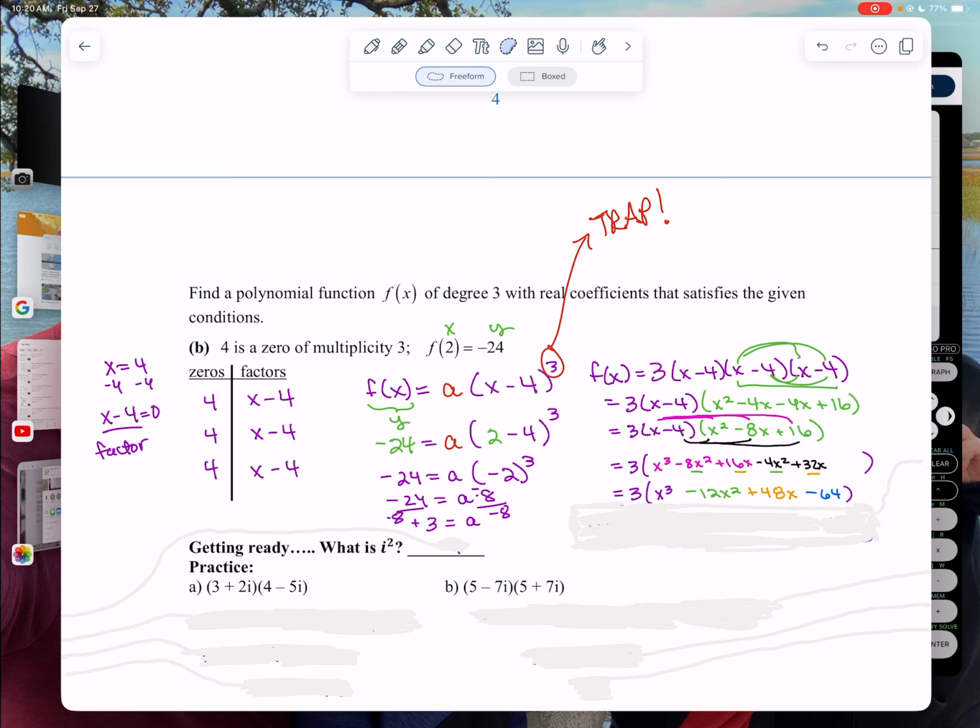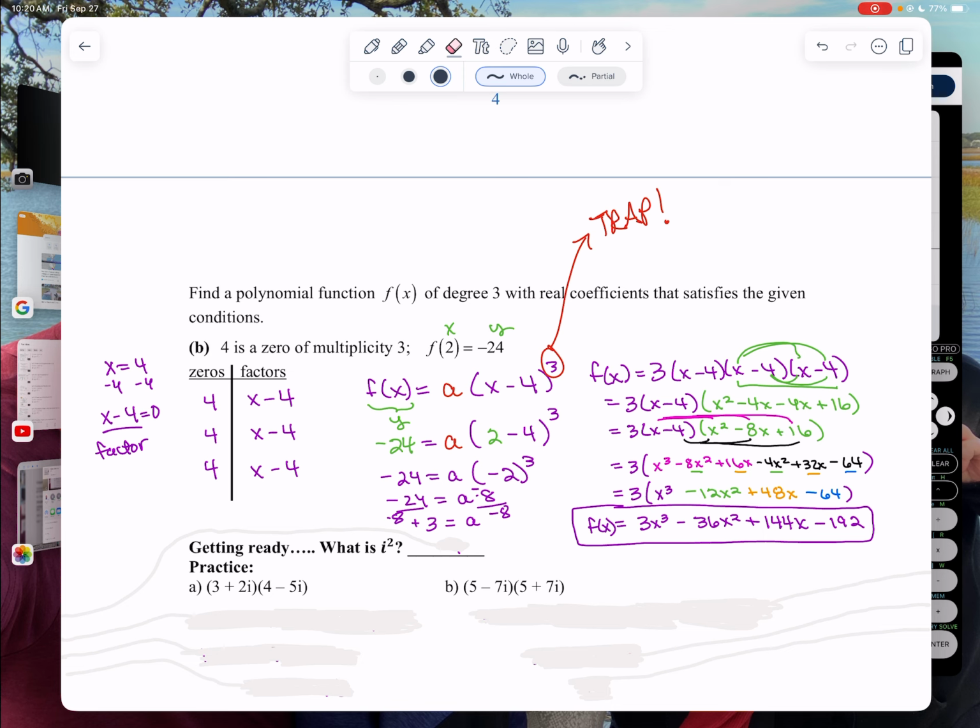So I've simplified. Last step, right? My last step is to finally distribute my 3. Okay, I'm going to distribute my 3. Whew, that's my final answer.